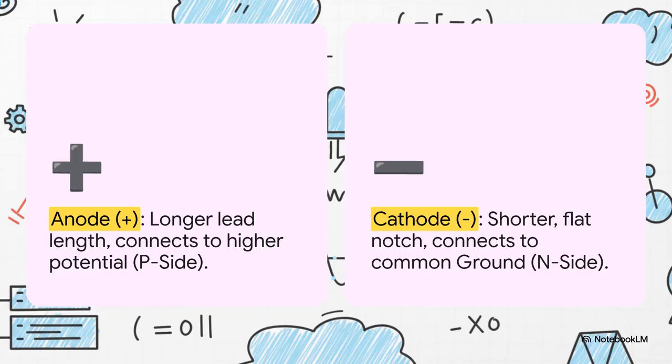But to actually build this working module on your desk, we need to physically identify our hardware to properly apply that force. If you look at an LED, you'll notice the legs aren't identical.